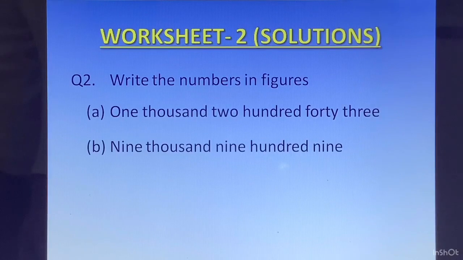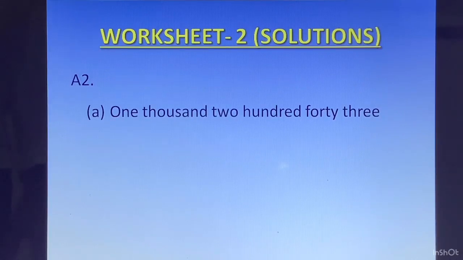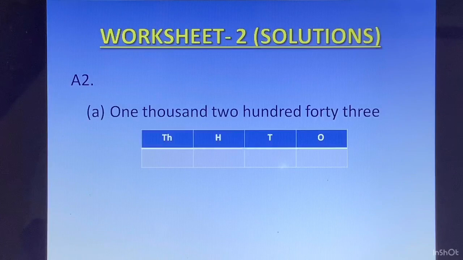Question number 2. Write the numbers in figures. First one, 1243. So for this I'll place the place value chart. And we'll start from the right. Number here we have is 3. So 3 will go in the ones column. After that we have 40. 40 means 4 tens. Under tens we will write 4.